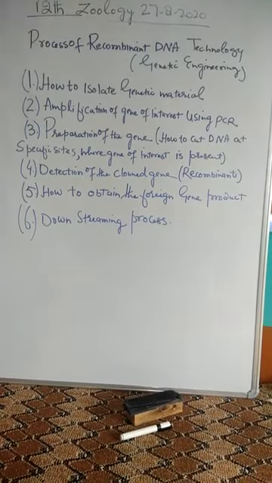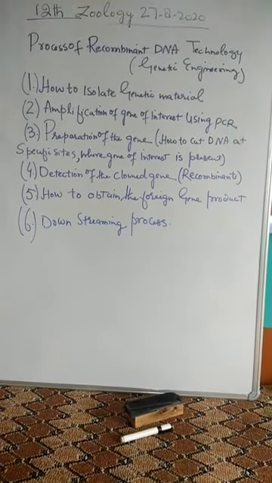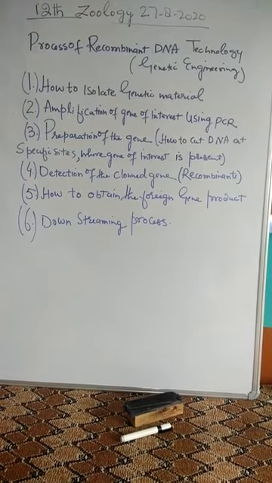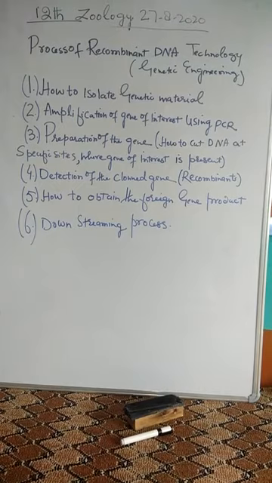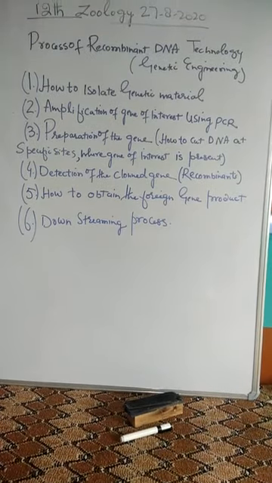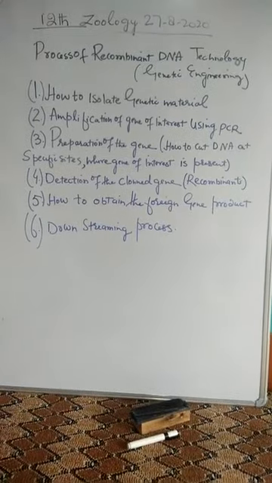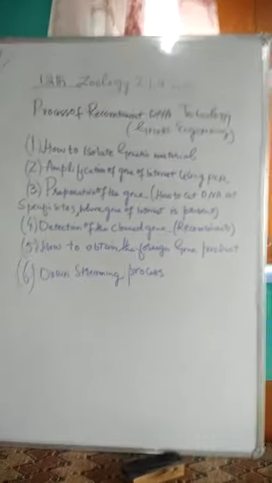Lastly, the downstreaming process. Products formed are separated and purified. These steps are collectively called downstreaming processes. Suitable preservatives are used for medicinal purposes. Clinical trials are carried out. Quality control is also maintained. This is how we proceed in recombinant DNA technology or genetic engineering.